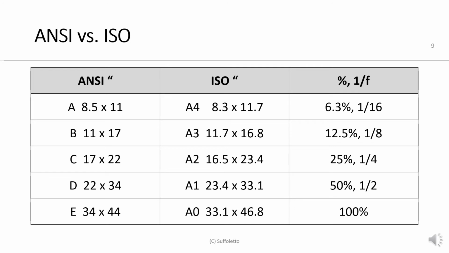And in the third column to the right here, you can see the percentage of the A0 size and also stated as a fraction. So A0 is 33.1 by 46.8 inches. In the ANSI E series, that would be 34 by 44 inches. And for ISO, A0 is 100% of the area.